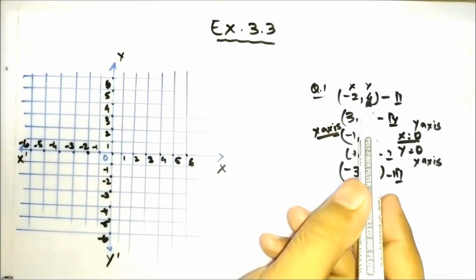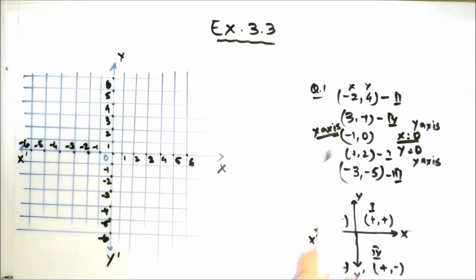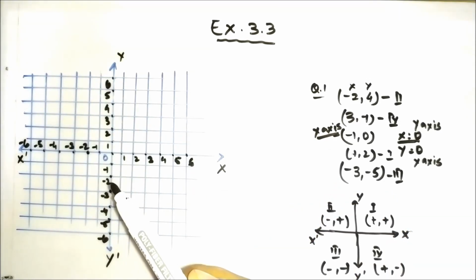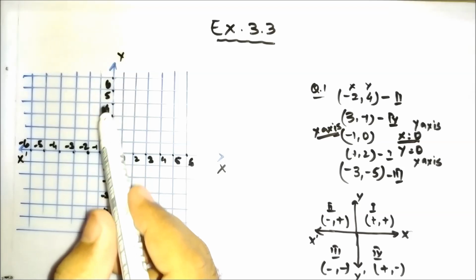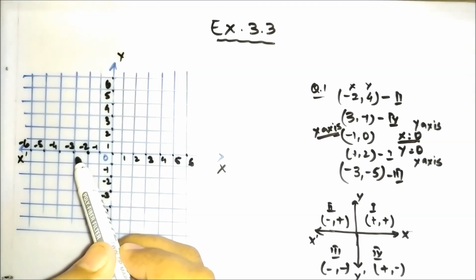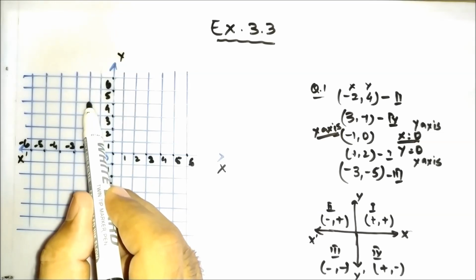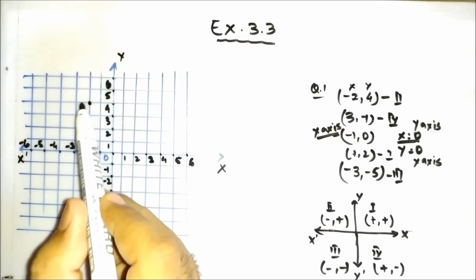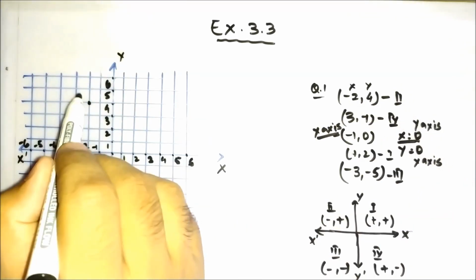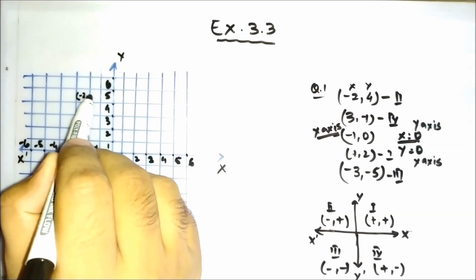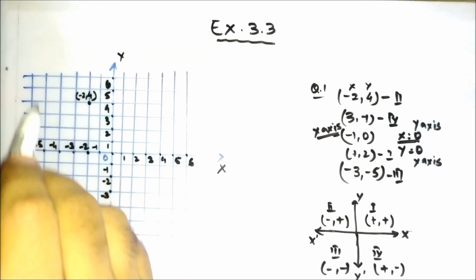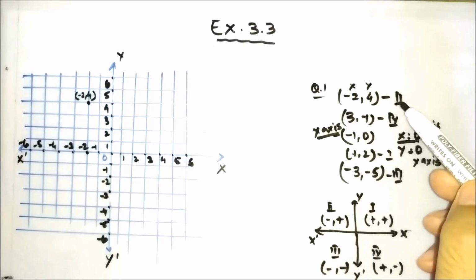Then on y we have 4, that is plus 4. So we have to move in the positive direction of the y-axis, that is the upward part. We need to move 4 units up, that is 1, 2, 3 and 4. So here we reached. This point is (-2, 4), and it lies in the second quadrant only, so we have marked it correctly.